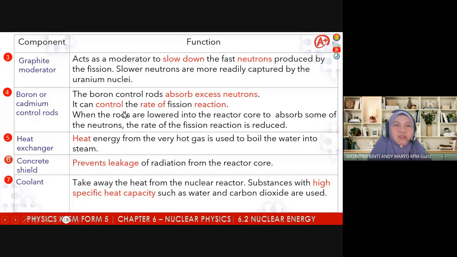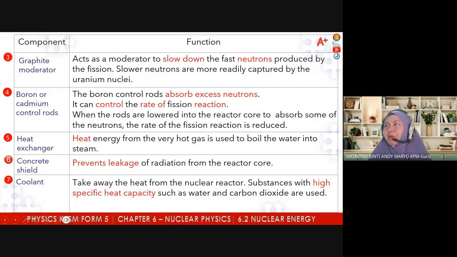Okay, the function of the control rod is to absorb excess neutrons or to control the rate of reaction inside the nuclear reactor, right? So number 3 and number 4 are important parts. Sometimes they ask in the question, what is the function of the graphite moderator? To slow down fast moving neutrons. What is the function of the cadmium or boron control rod? Is to absorb excess neutrons or to control the rate of reaction.